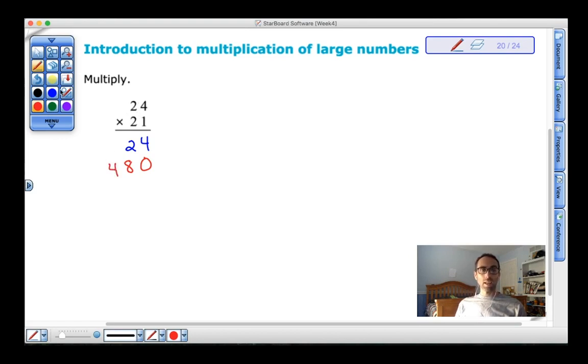And as I said for the last example, we're not done now. I'm going to put my line across, and I have to add these two answers together. So 4 plus 0, I get an answer of 4. 2 plus 8, I have my 10, so the 0 comes down underneath, and my 1 goes to the line up above, so I have 1 plus 4, I get an answer of 5, and 504 is my final answer.